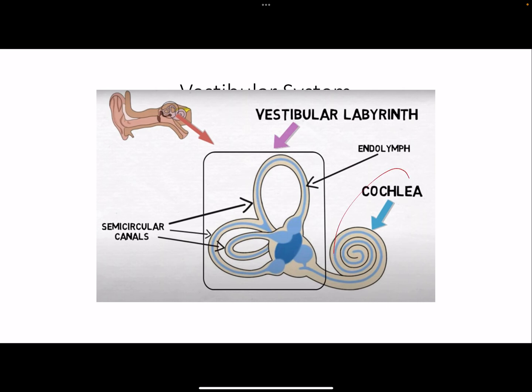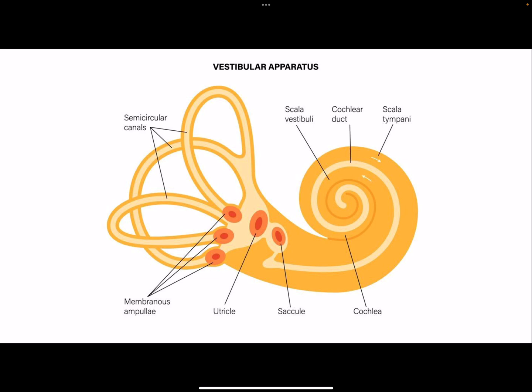Vestibular system. All right, so we have the cochlea over here for hearing, and then the vestibular system now is for balance, vertigo, and whatnot. So here are semicircular canals. We have these enlarged ampulla at the bottom here. Then we have the otolith organs, the utricle and the saccule.